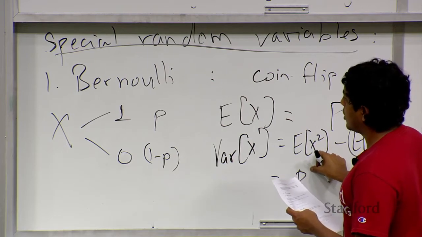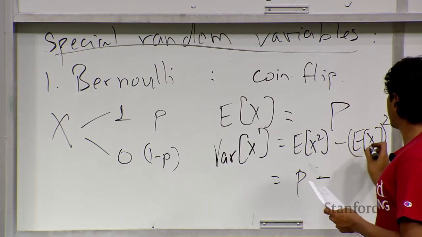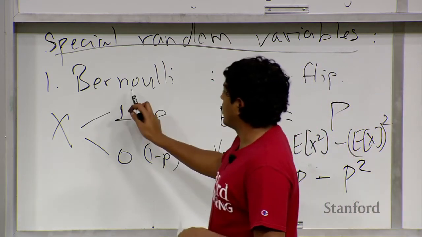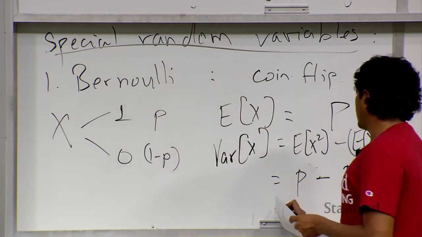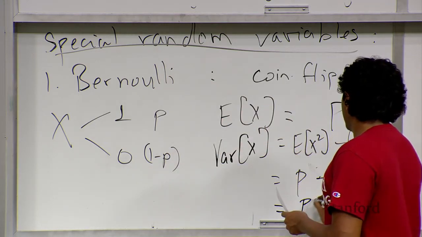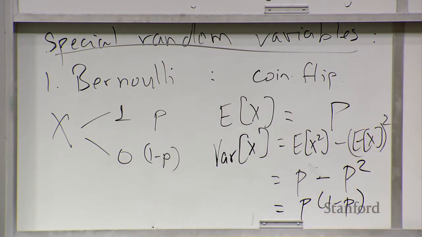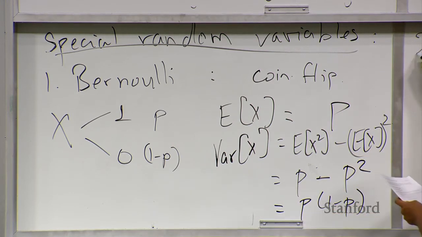Expectation of x squared would be p, and expectation of x the whole squared would be p squared. That's right, because expectation of x squared would be 1 squared times p plus 0 squared times 1 minus p. So the variance is p minus p squared, which is p into 1 minus p. Yes? Okay, so that is Bernoulli random variables.